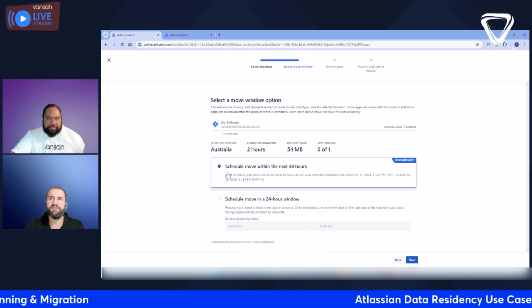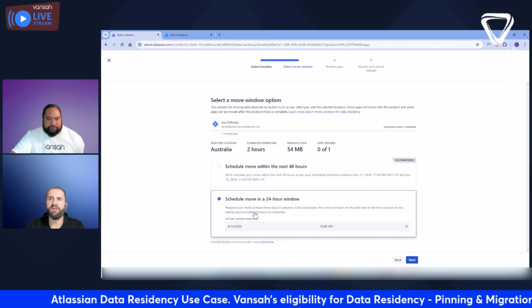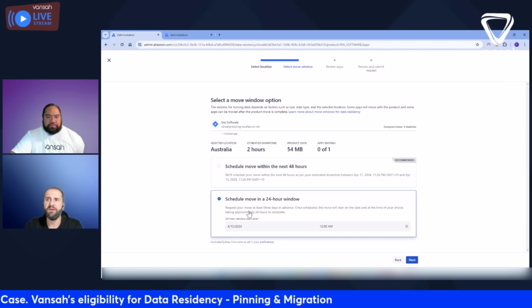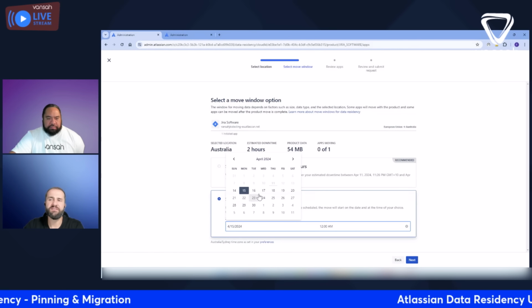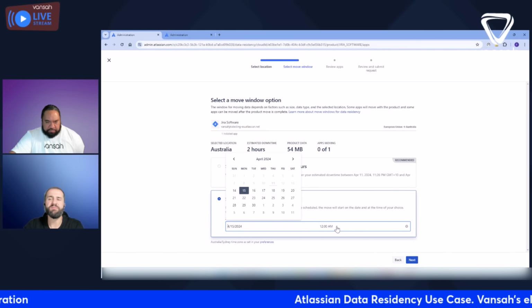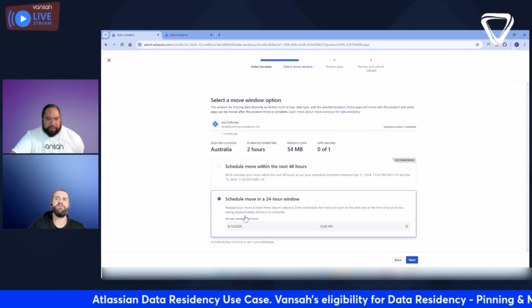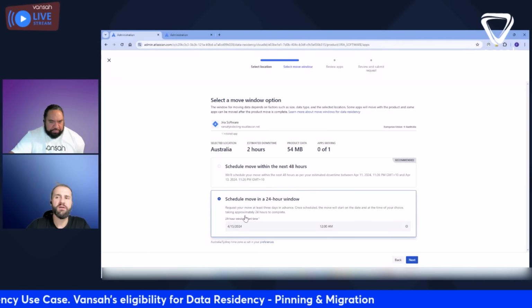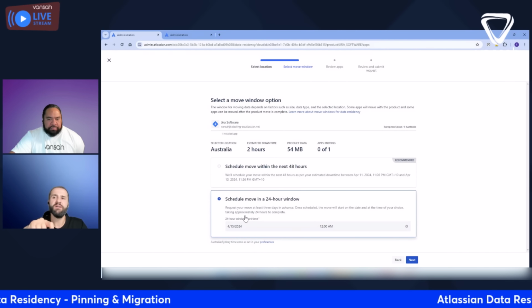If you don't have a specific time, just within the next 48 hours, you can choose the recommended approach. If you want to move it within the next 24 hours, choose that time frame window. You can go through and say, I want it to move on this particular date and this particular time, because you have to realize that once you move your Jira and pin it to a new location, the time that you choose to move it is when it will be out of action.